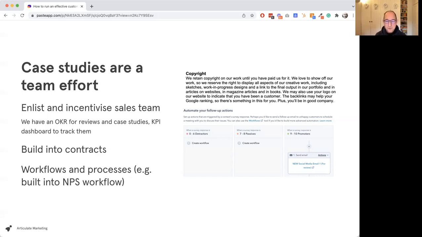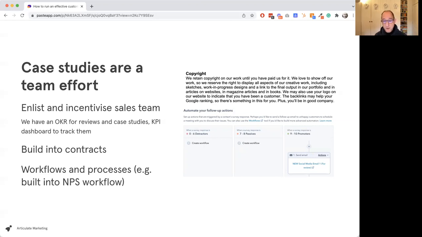And there's a KPI dashboard that tracks the number of reviews and case studies and award submissions, in fact, as well, that we submit. So it is measured and incentivized. Secondly, we build it into contracts. And the wording over here on the right is from our engagement letter. And it's presenting the idea that we're going to use the work that we do for you to show what we can do, show our capabilities, and so on.